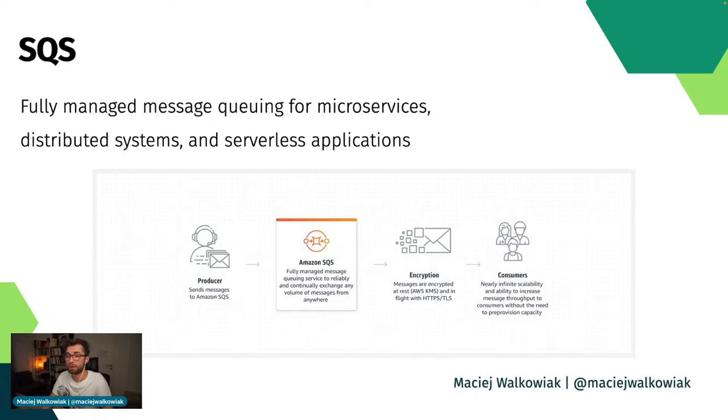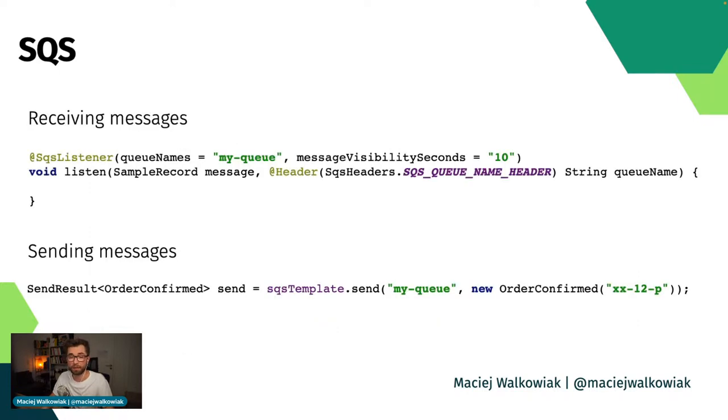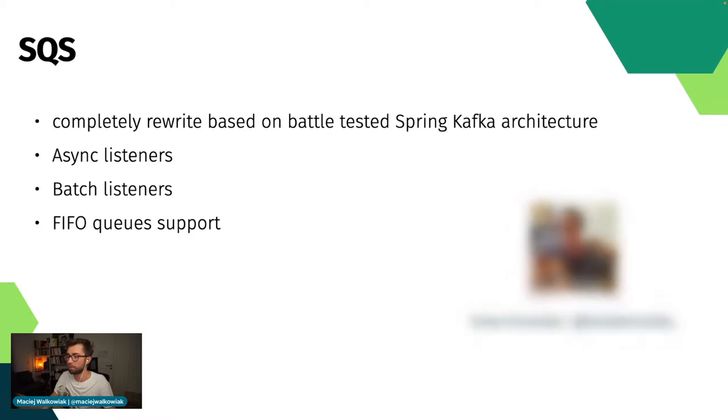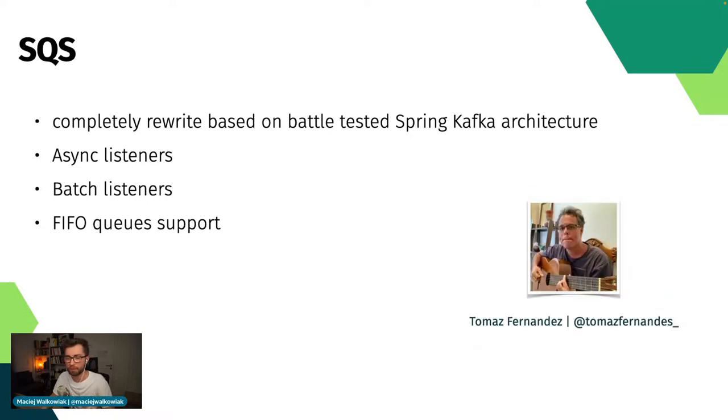familiar and used to working with, let's say, Spring AMQP or Spring Kafka, where you just annotate your methods with listener annotations. So Spring Cloud AWS provides something very similar. We have an SQS listener for listening for messages, and we have SQS template for sending messages. In 3.0, we completely rewrote the whole SQS integration based on the battle-tested Kafka architecture. And when we say we, it's actually 98% Thomas and 2% me checking the pull request.